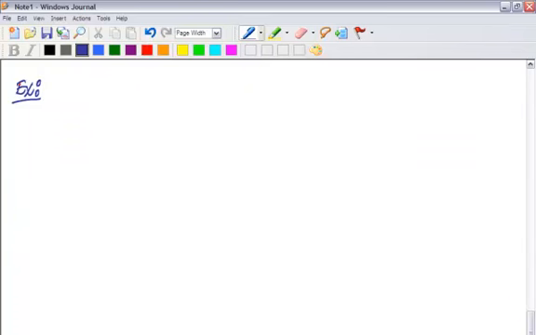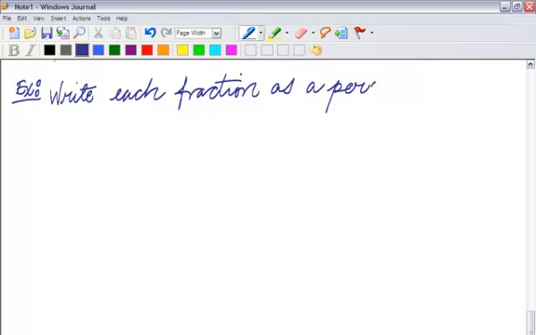Here's the next question. Write each fraction as a percent. Now we know that if I have a decimal, I know very easily how to convert it to a percent. If I have a decimal number, all I have to do is move the decimal point to the right. So if I have the fraction 7/10, right away I can write it as a decimal number, 0.7. If I want to write it as a percent, I move it 2 units to the right, so you get 70%.